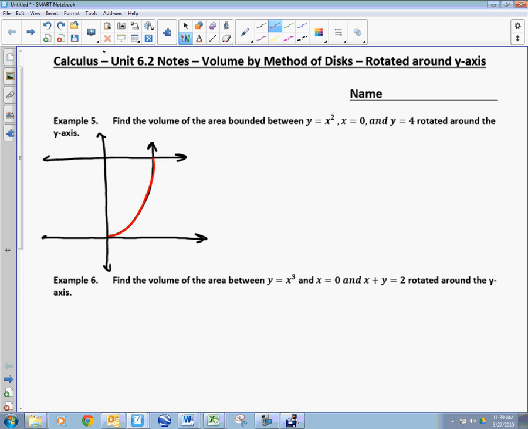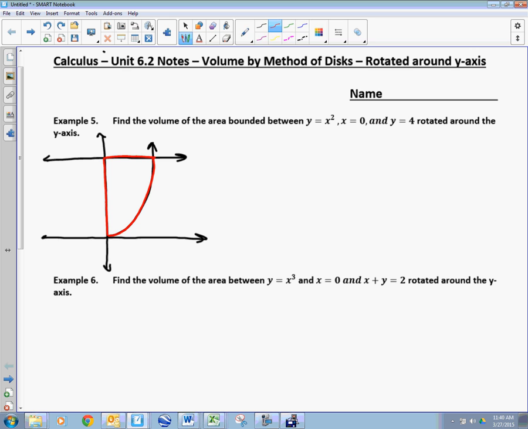So that's the x squared piece. This is the x equals 0, and this is the y equals 4. So that's the area that we have, and we're going to revolve that not around the x-axis. If we were going to revolve it around the x-axis, you could see you would get a space in the middle, wouldn't you? We're going to revolve it around the y-axis. We're not ready for that space in the middle yet.